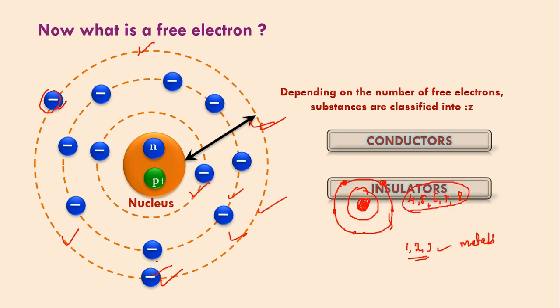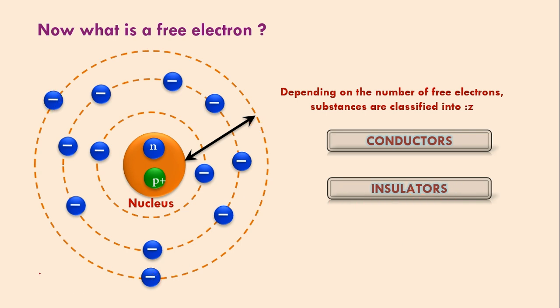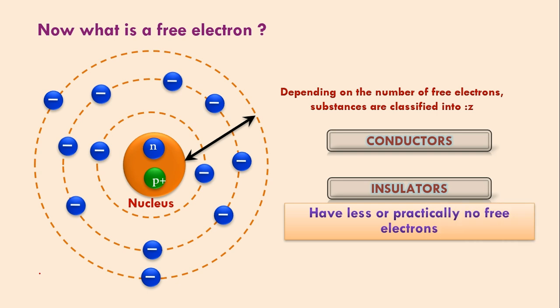The next one is insulators. Insulators are those which are not charge carriers, like non-metals, a wooden piece, glass, plastic, rubber, etc. They have few or practically no free electrons. So we call them insulators.